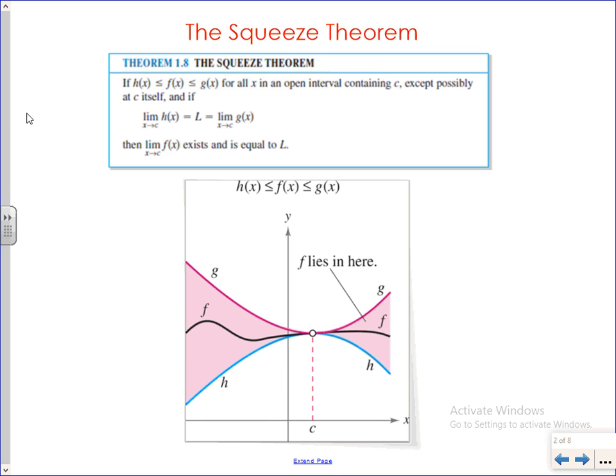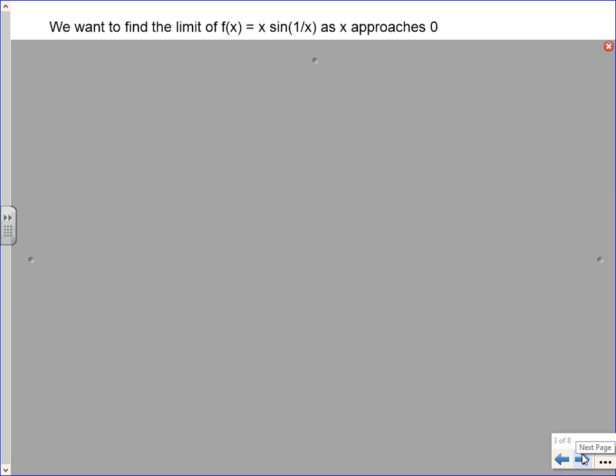Your two pieces of bread for the sandwich have the same limit at c. So what's in between them must also have that same limit, just at that c value. Everywhere else it's obviously different, okay? But at that c value, it would have the same one. So let's see what this looks like.